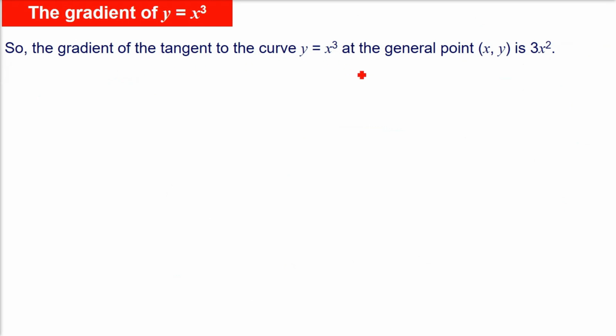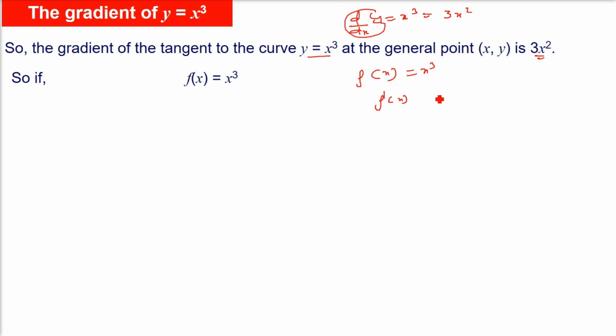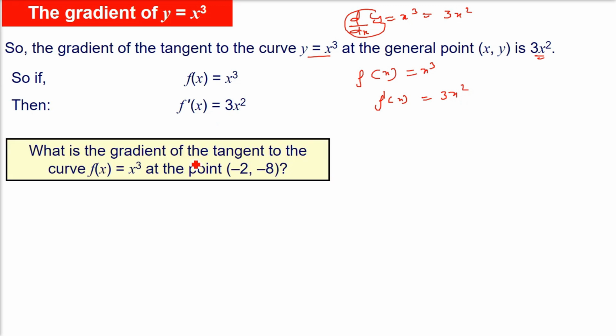So the gradient of this tangent of y equals x cube we just found out at any general point. You can take any point on the curve and you can tell this is the instantaneous value of this curve at this point. So dy by dx of x cube is 3x square. So f(x), the function, was x cube. Now there are various ways to represent it. That is f dash x is the gradient of the tangent, and that is going to be 3x square, and this is also the differentiation. The differentiation is represented by f dash x.